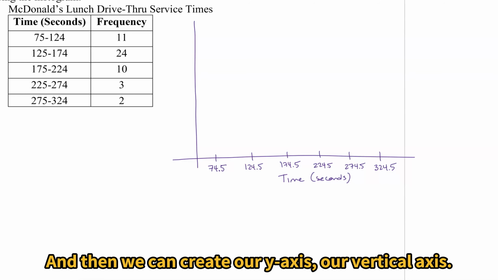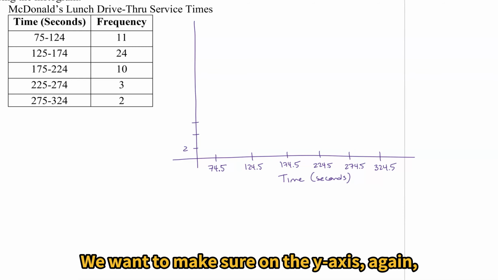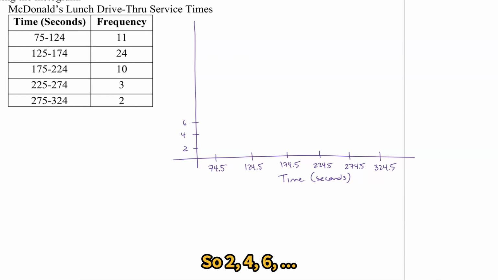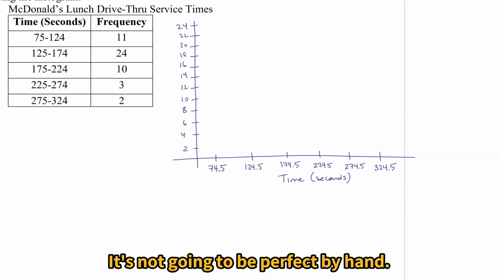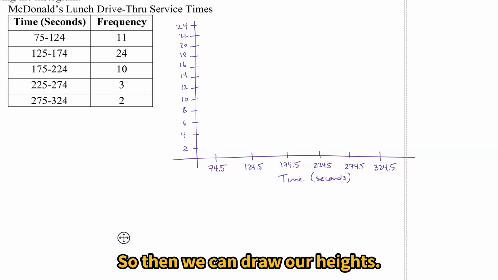And then we can create our y-axis, our vertical axis. I'm going to make my marks by 2s. We want to make sure on the y-axis, again, evenly spaced, and every mark indicates the same amount. So 2, 4, 6. It's not going to be perfect by hand. That's understandable. We want it close.